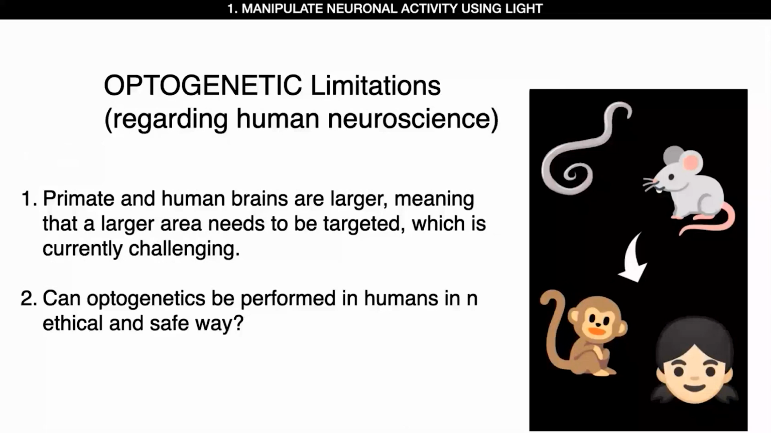So again, regarding human neuroscience, primate and human brains are very large, which means that a larger area needs to be targeted, which is currently very challenging. And also the other big limit is how ethically can we perform optogenetics in humans in an ethical and also safe way.